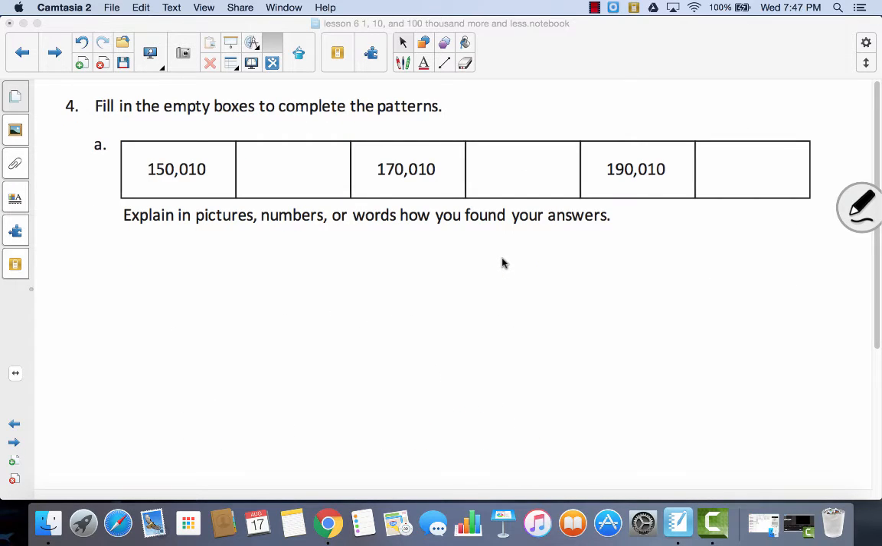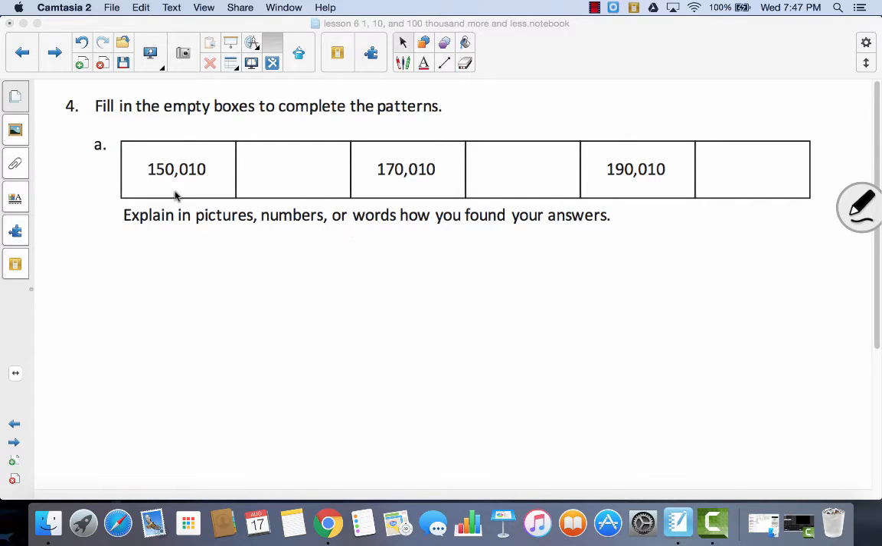All right, so let's go ahead and move on to 4A, and we're going to fill in the empty boxes to complete the patterns. So we're looking for patterns. We're looking for changes in the numbers. So right now they've given us 3 numbers. What do you notice about these numbers? How are they alike? How are they different?